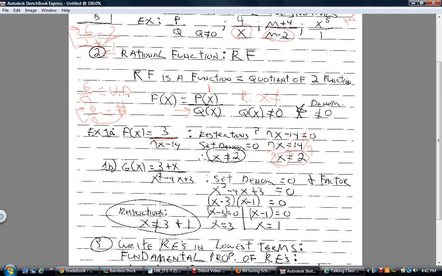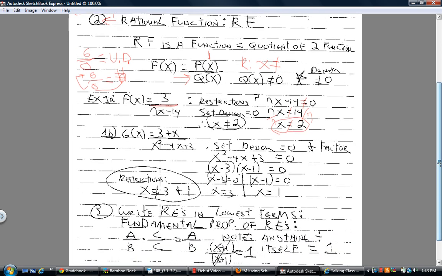So take the denominator, say that it cannot equal 0, and find what value makes that true. And that's all you have to do for those. Now you look at number 1b, and you might say, hey, they just want to know the restriction. That's all you're working on.